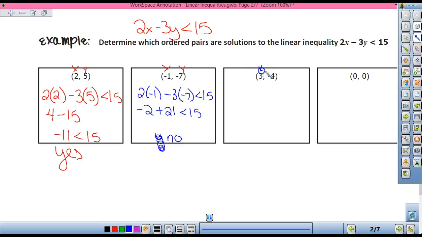All right, so x, y, what's going in for x? 2 times 3 minus 3 times negative 4 is less than 15. So we get, okay, 6 plus 12, is that less than 15? So that's a no.